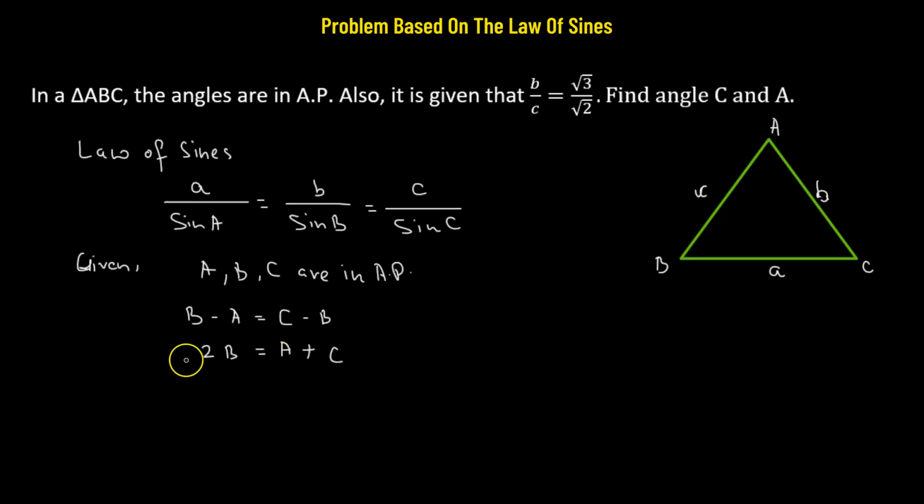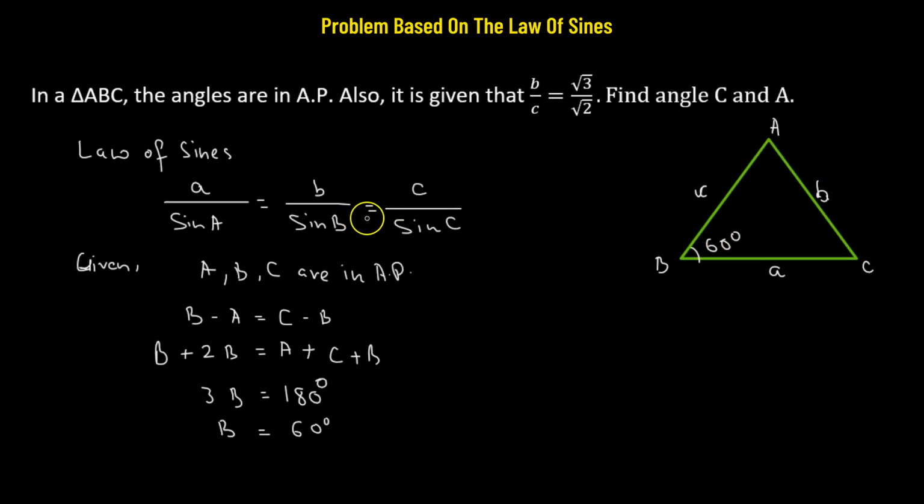So let's add B to both sides. When we add B to both sides, we get 3B equals A plus C plus B, and this is nothing but the sum of the interior angles, which is 180 degrees. So that means the value of angle B is 60 degrees. So we have found the value of angle B. Now we need to find the values of A and C.